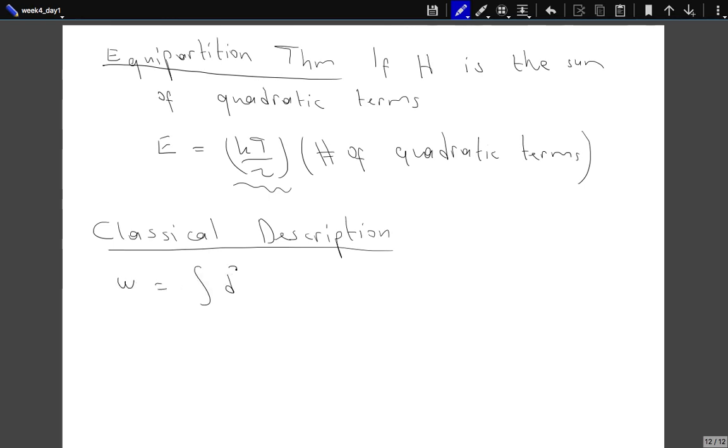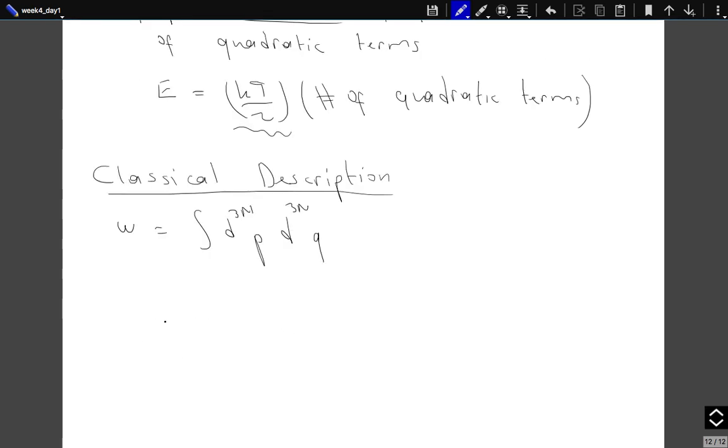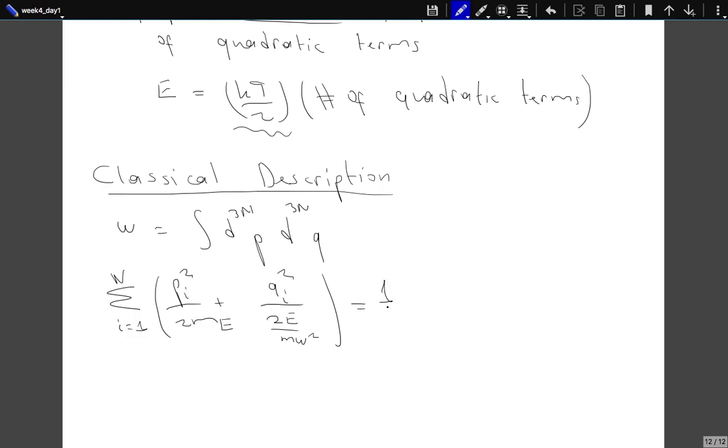First of all, omega is the integral of d3n p, d3n q. And keep in mind that we have the sum over all the particles from 1 to N of pi squared over 2m plus qi squared over 2 over m omega squared. This should be less than or equal to E plus delta over 2, and larger than or equal to E minus delta over 2. Let me first define some new coordinates.